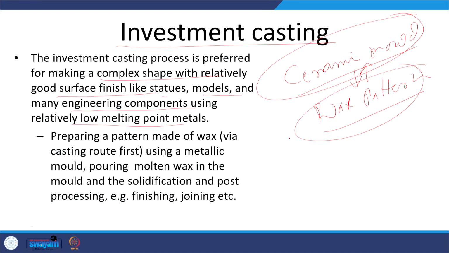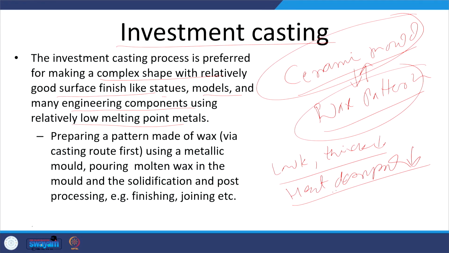Since the ceramic has low thermal conductivity and the wall thickness is also less, the rate of heat dissipation from the molten metal in the ceramic mold is very low. Therefore, the cooling rate experienced is very low, and that in turn results in a coarse grain structure and so poor mechanical properties. This is how we can understand this.